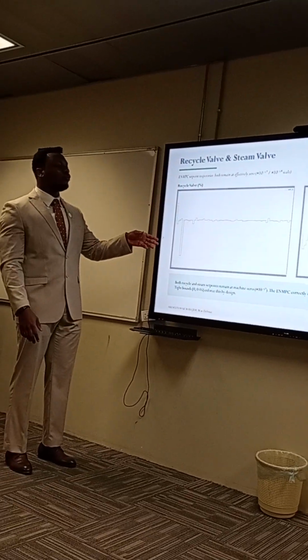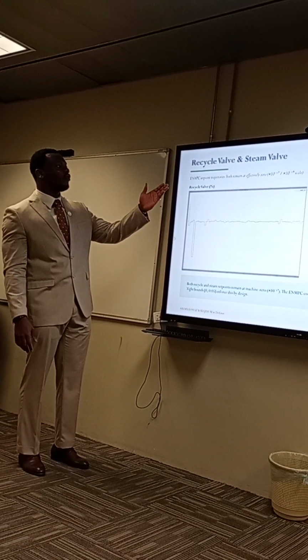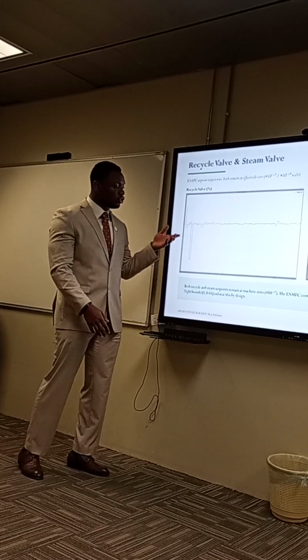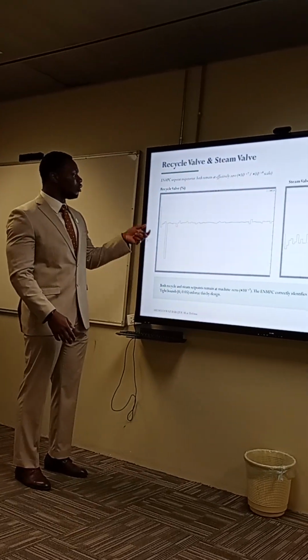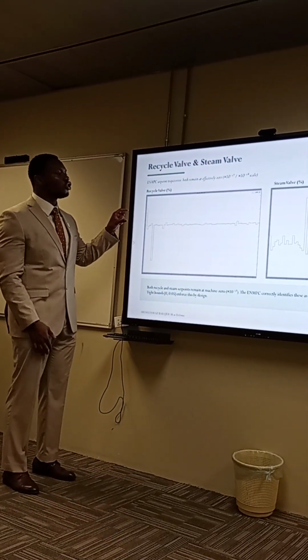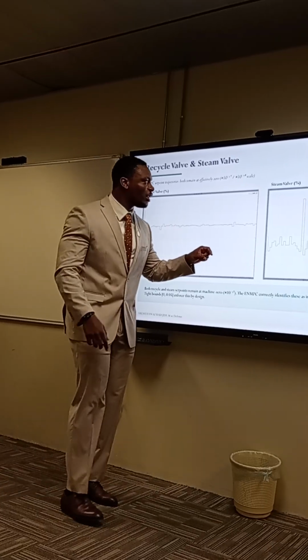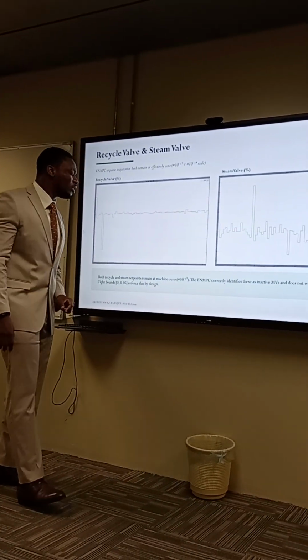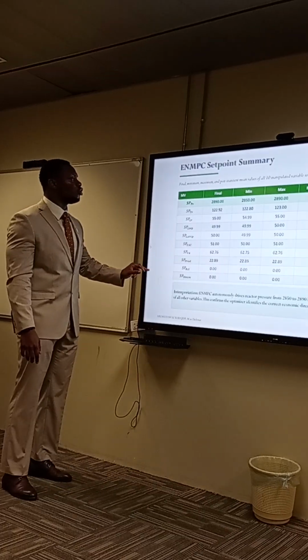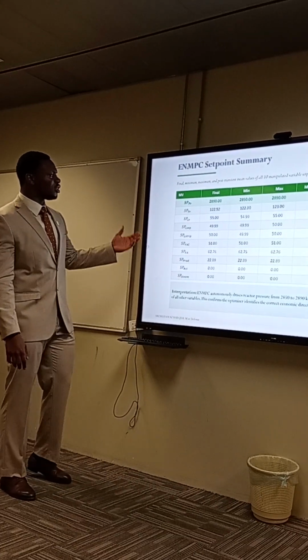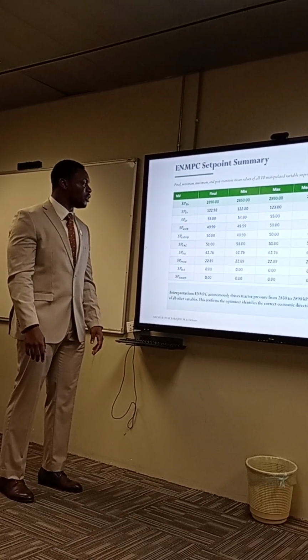And these are the recycle valves. It's very, very small. Like I said, Rika suggested for mode A that you do not open the valves so much because you don't want too much of that, especially with the steam. It should be kept at 0, which was actually met with our controller. And this is just the set point summary of the EMPC over time.